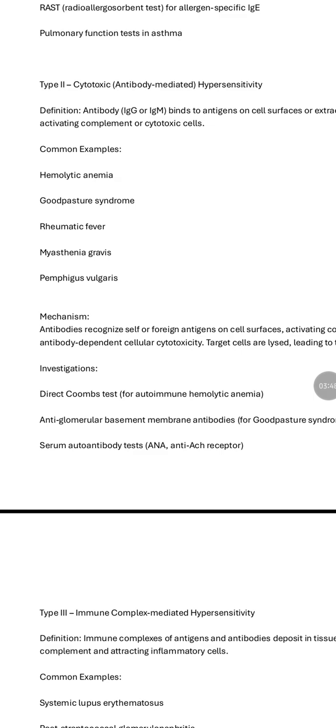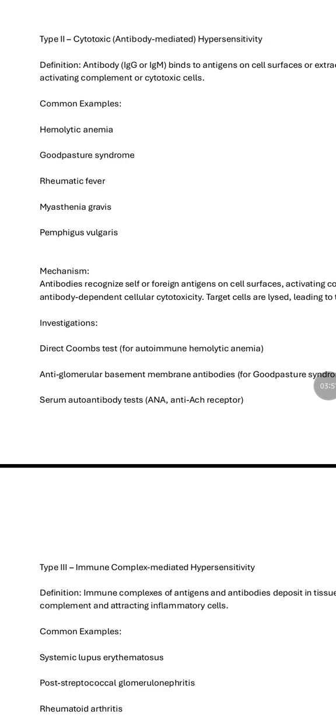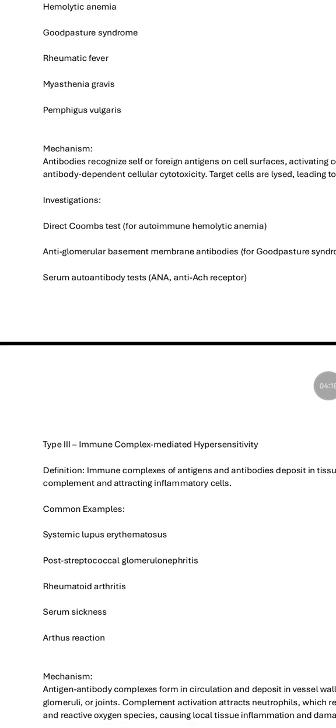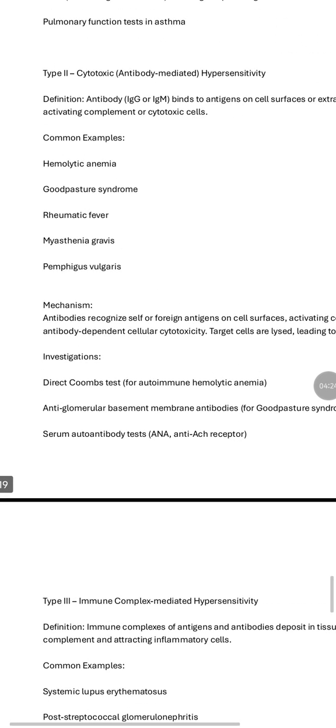So we do a direct Coombs test, where we check for autoimmune antibodies that are present. We check for anti-glomerular basement membrane antibodies. We also have the ANA test, the anti-nuclear antibody test, and the anti-acetylcholine receptor test. That's where we're looking for the antibodies that are against acetylcholine receptors. This is what we call a serum autoantibody test. This is what we call the antibody mediated type of hypersensitivity reaction.